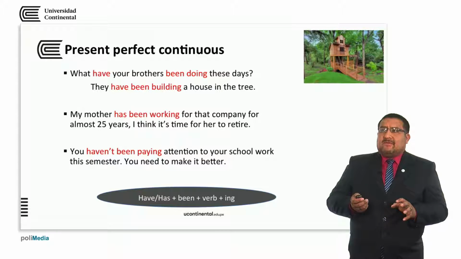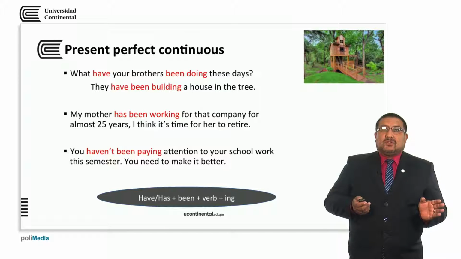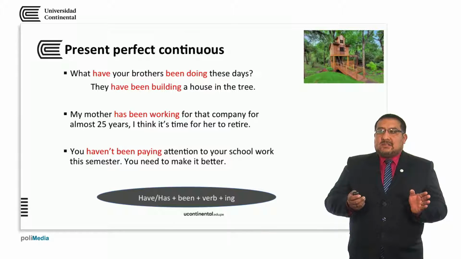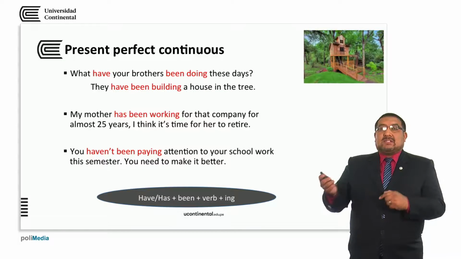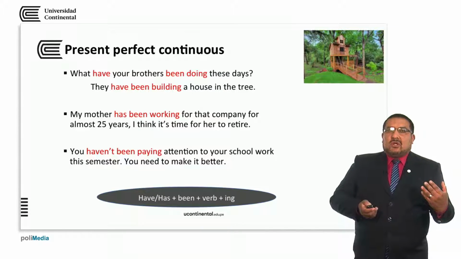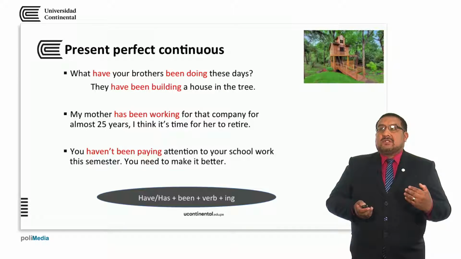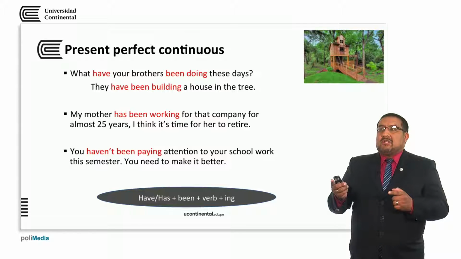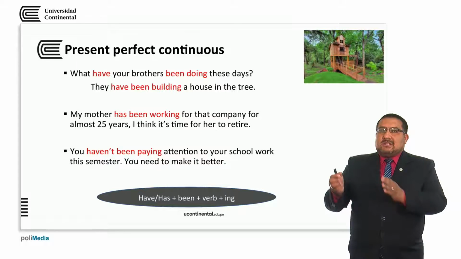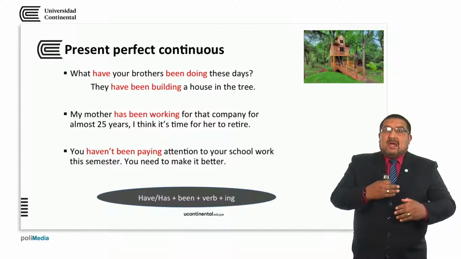In the case of the present perfect continuous, as we know, it is a reference to actions. And in this case, we use have or has plus the verb be, which is obligatory all the time, and the next verb with ing. As we are using this to refer to actions, we have to make sure that we are talking about something that is in progress. What have your brothers been doing these days? They have been building a house in the tree. It means that they have been doing that from a certain period of time until now, and they continue doing so.